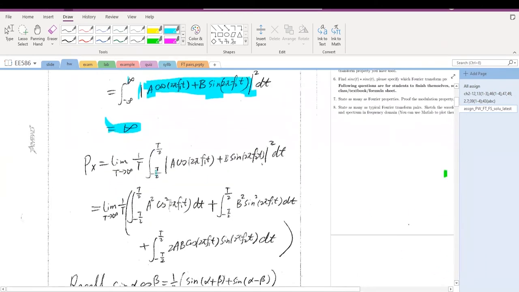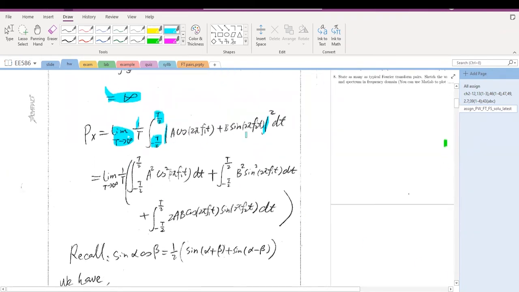The power definition: we do the integral of the magnitude squared, then you take the time average, 1 over T, and you let T go to infinity. To evaluate this perfect square, we need to break it up. The first term is A squared cosine squared, plus B squared sine squared, and the middle term 2AB cosine times sine. I moved the integral to here already.